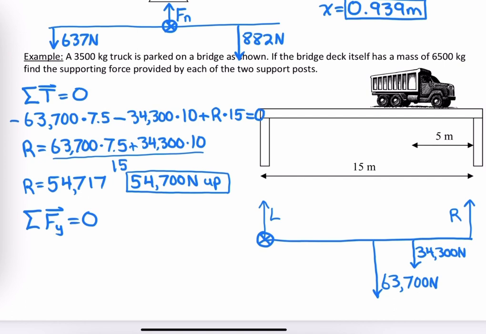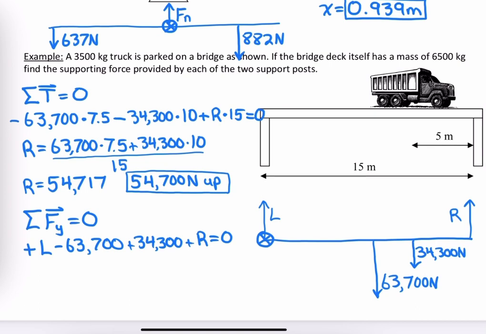In this problem, all the forces are in the y direction. So in the y direction, I have L, and it is in a positive force. So I have positive L. I have 63,700, and it's negative 63,700. And I have 34,300 and it is positive. And I have R and it's positive. So that is the sum of all the forces in the y direction, and they have to equal 0.